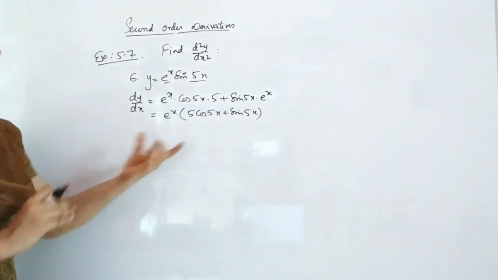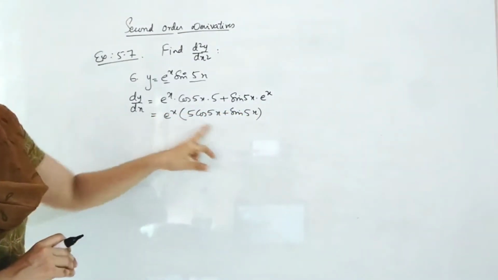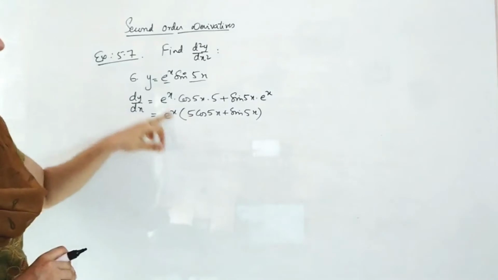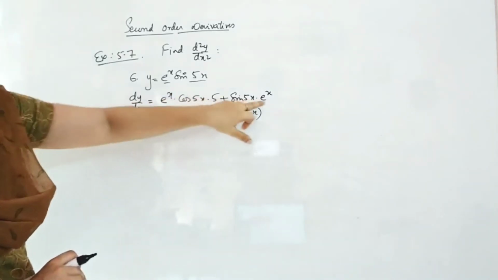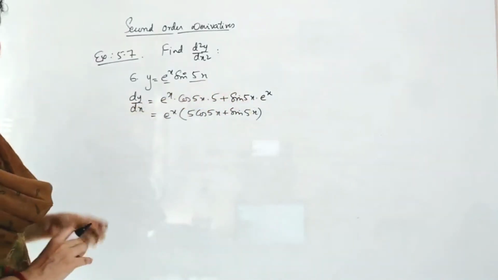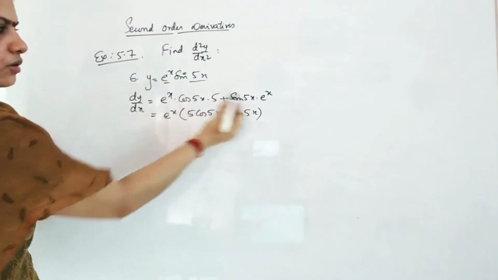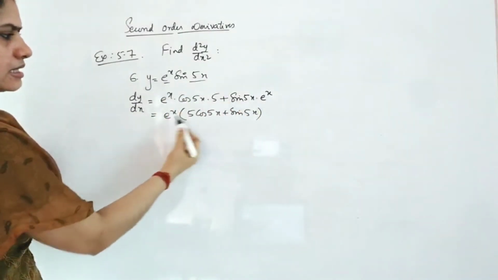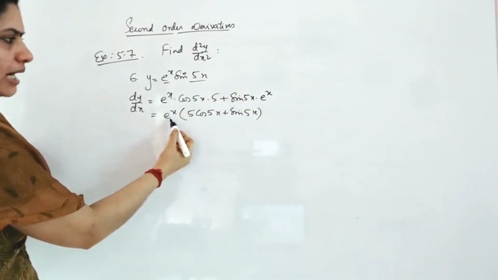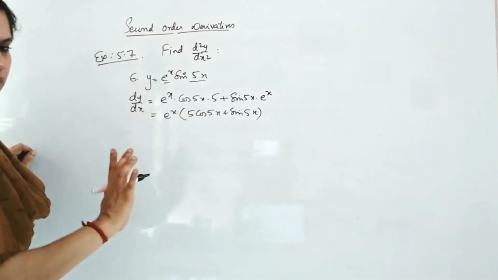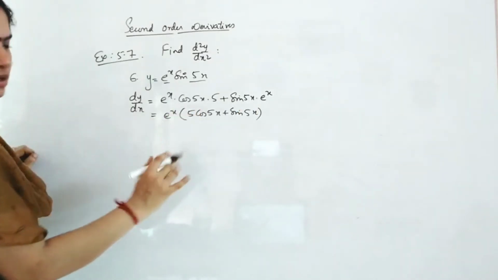Now why I have taken this as common: it can be made as a product of 2. Otherwise you will have here 2 and here 2, that means 4 terms you will get here. Here also you have to apply the product rule, here also again. In this type, if you take the common out, you have to use it only once. This is first function, this is second function, like that. Okay.